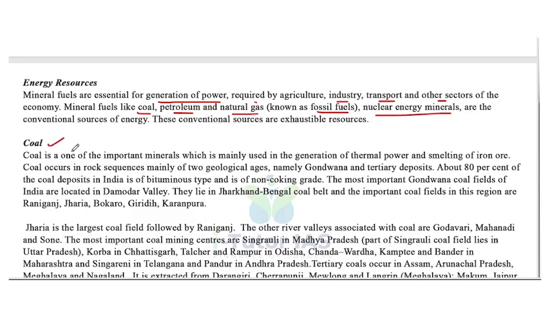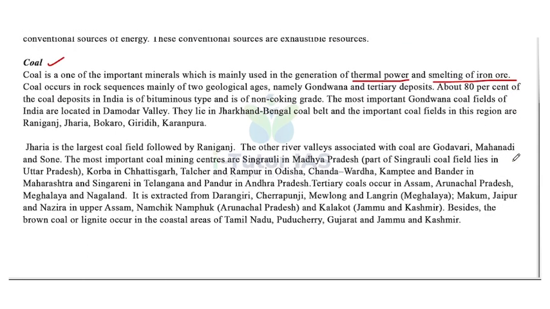First one, coal. Coal is one of the important minerals, mainly used in the generation of thermal power and smelting of iron ore. Coal occurs in rock sequences mainly in two geological ages, namely Gondwana and tertiary deposits. About 80% of the coal deposits in India is of bituminous type and is of non-coking grade.